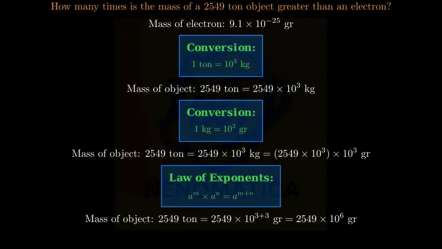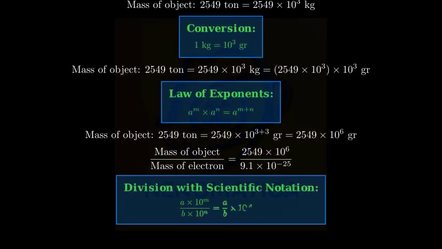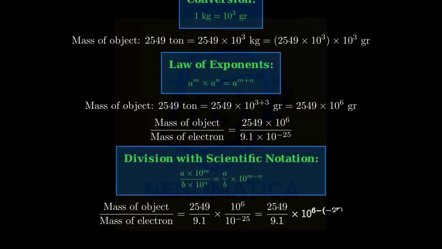We know that 10 to the power of 3 times 10 to the power of 3 equals 10 to the power of 6. Now, we need to find the ratio of the object's mass to the electron's mass. We divide the mass of the object by the mass of the electron. To divide these numbers, we'll separate the coefficients and exponents.